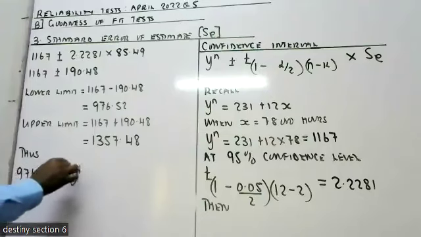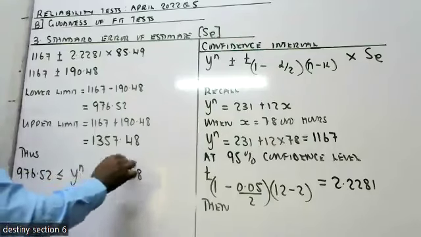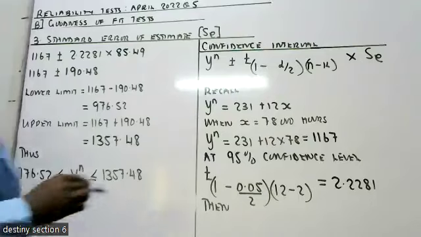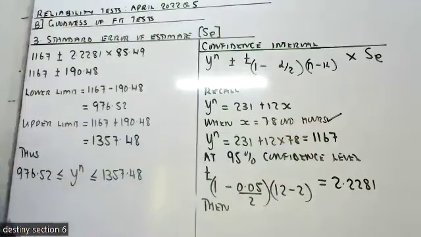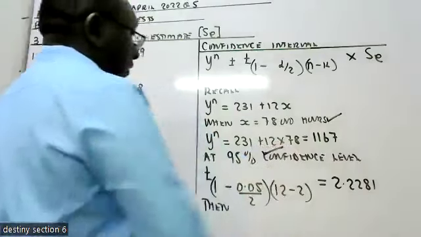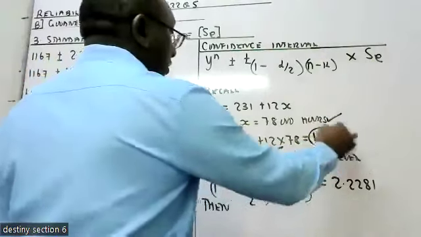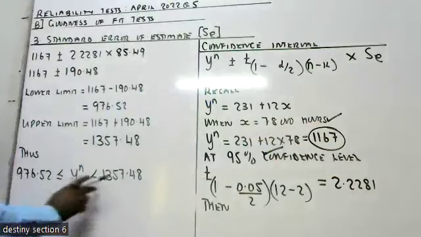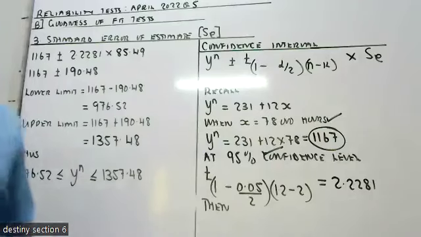And thus, I have 976.52 and 1357.48. My predicted value should be between those two values. So when I have 78 hours, I am 95% sure that the electricity expense should be 1167, and if not that, it should be between 976 and 1357. That's what we call the confidence interval when we're using the standard error of estimate.